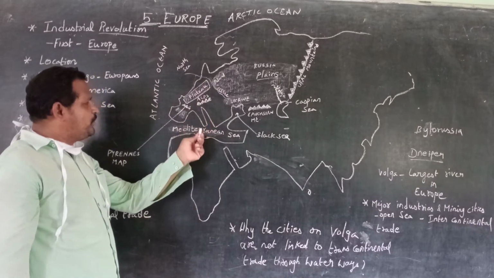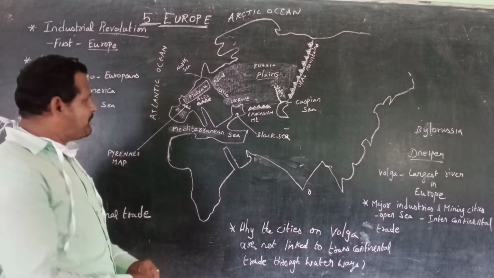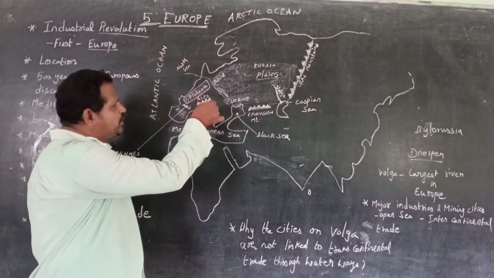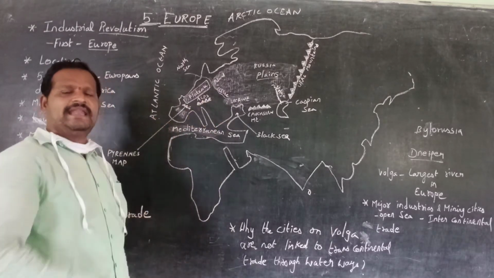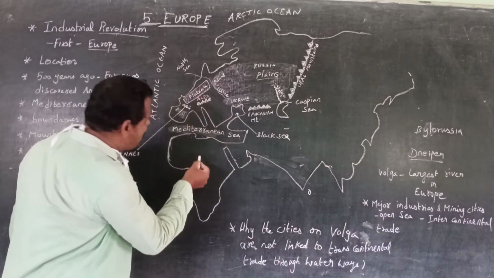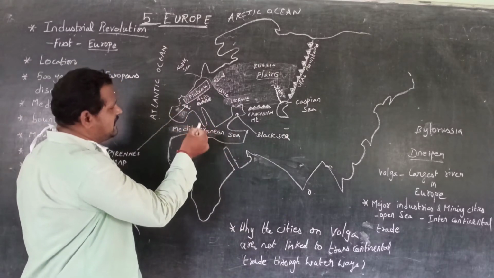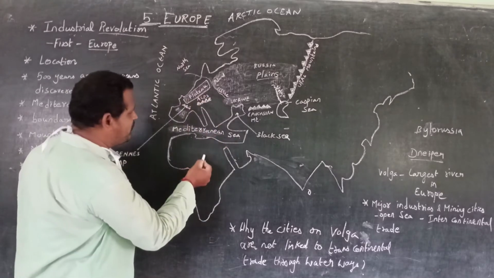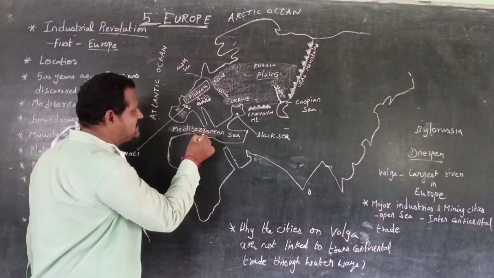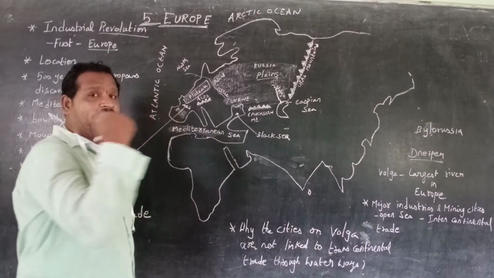To the south of Europe, you can see the Mediterranean Sea. The Mediterranean Sea separates the Europe continent and the Africa continent. In the exam, they may ask which sea separates the Europe continent and the Africa continent? The Mediterranean Sea. Why did the Europeans name the sea the Mediterranean Sea? Why?